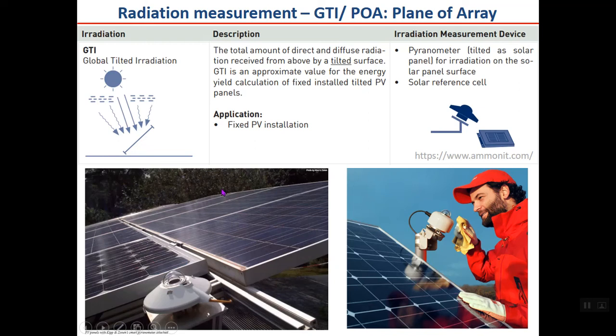I want just to emphasize once again that the angle of the surface affects the solar radiation intensity. We will discuss that later. GTI is an approximate value for the energy yield calculation of fixed installed tilted PV panels. What is the meaning of yield? Yield is what you take from the sun by the PV modules.